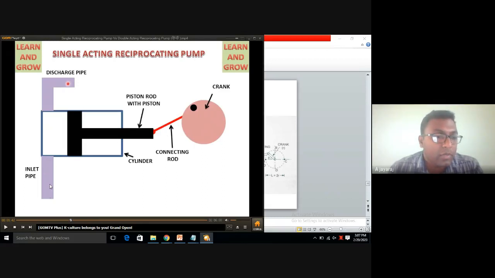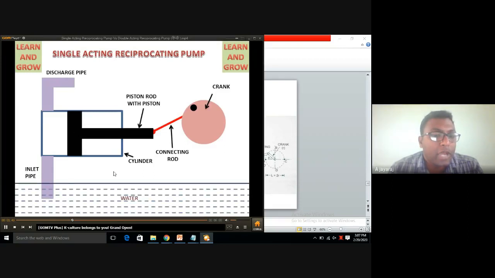Here we are able to see the inlet pipe and we have the discharge pipe here. When the piston is retracted backwards, the inlet line is connected to the sump, which holds water or it may be oil, whatever. Here we have the inlet valve, called the suction valve, and this is the delivery valve, both of which are non-return valves.